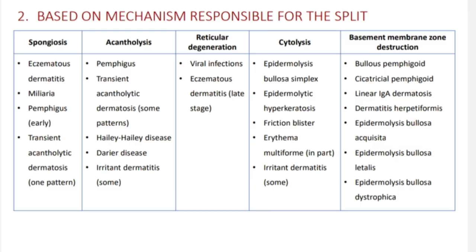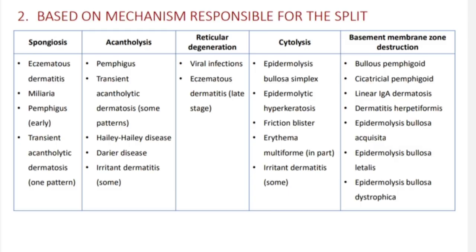Acantholysis is a mechanism responsible for the split in pemphigus, some patterns of transient acantholytic dermatosis, Hailey-Hailey disease, Darier disease, and some cases of irritant dermatitis. Reticular degeneration is a mechanism in viral infections and eczematous dermatitis late stage. Viral infections can also show ballooning degeneration.